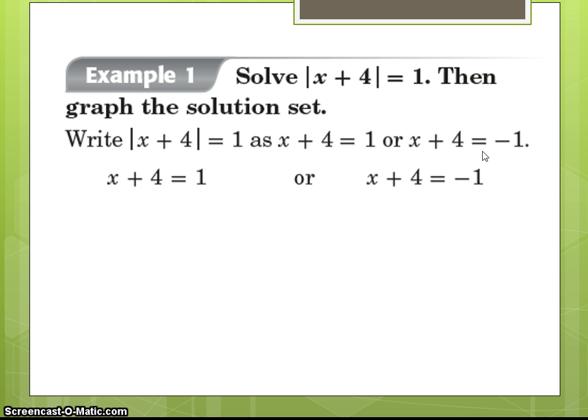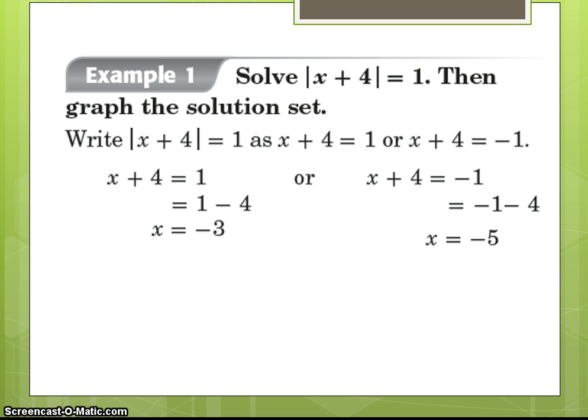Let's do the left side first. We're going to take the 4 to the other side, do the opposite. So we're going to subtract 4. We got -3 is one of our two solutions. Now let's do the other side. We're going to take 4, take it to the other side, do the opposite. That's why it's -4. Negative ends up with -5. So here are our two solutions for this problem.